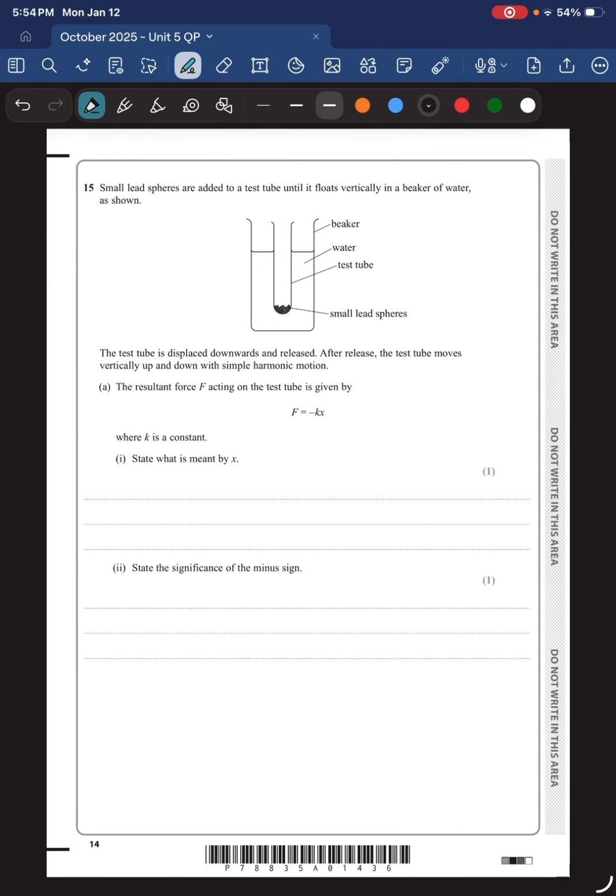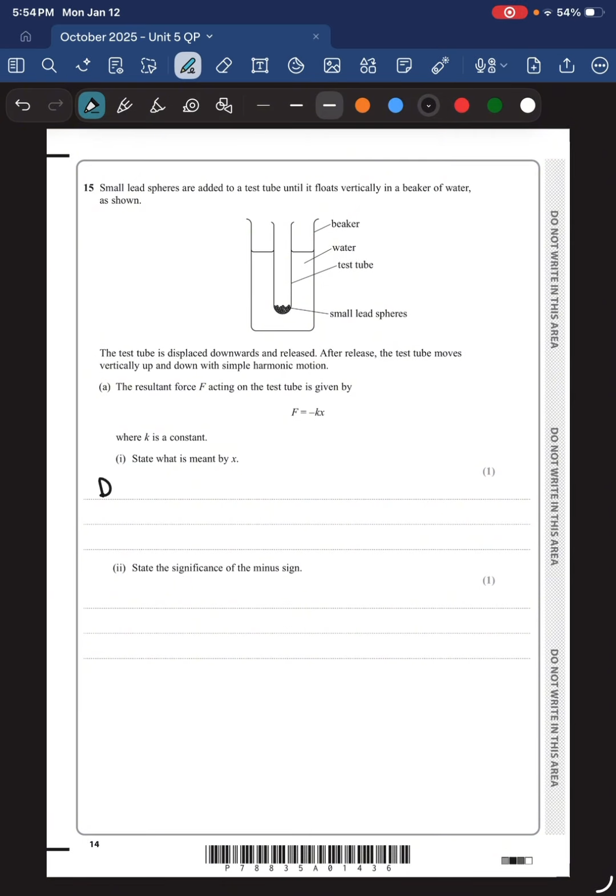Question 15 now. Small lead spheres are added to a test tube until it floats vertically in a beaker of water, as shown. The test tube is displaced downwards and released. After release, the test tube moves vertically up and down with simple harmonic motion. The resultant force acting on the test tube is given by minus kx, where k is a constant. State what is meant by x.